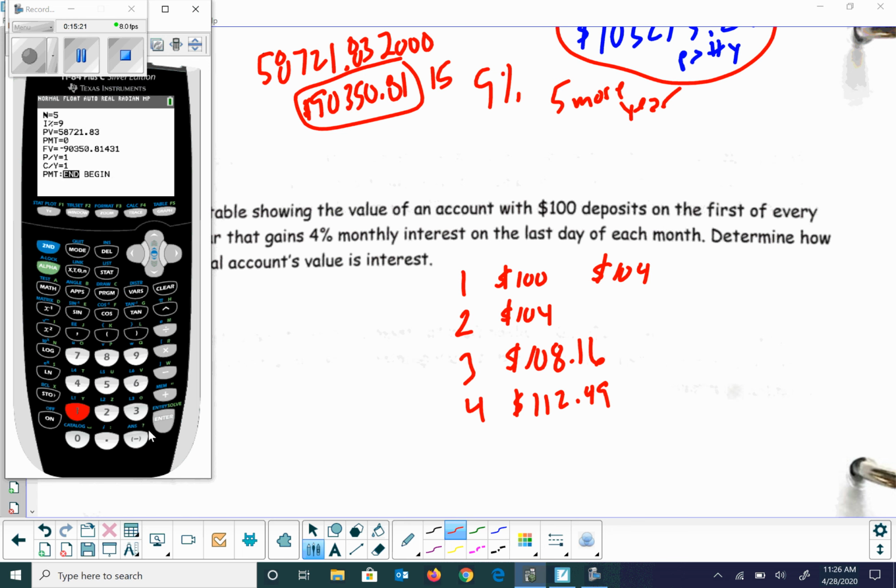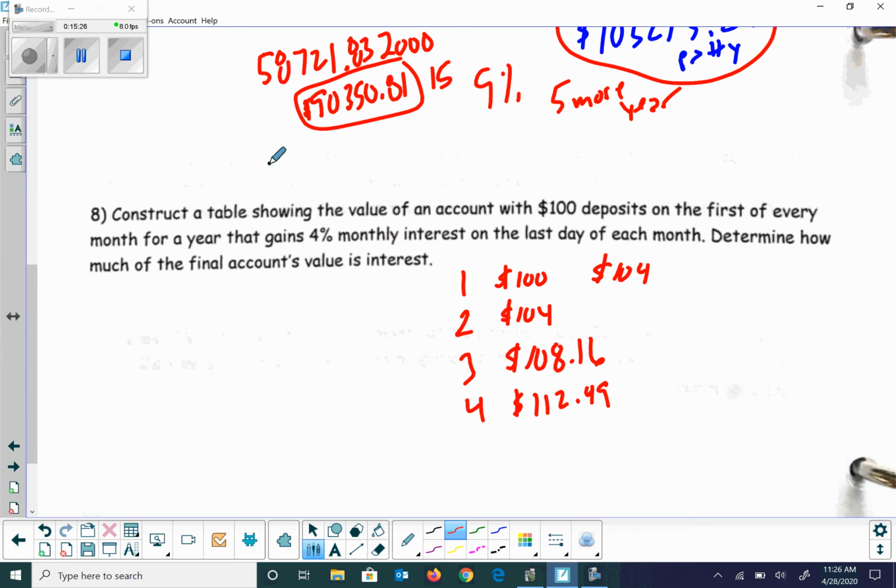All right, so let's see what this question says. Construct a table showing the amount of an account with $100 deposits on the first of every month for a year that gains 4% annually. Oh, I understand this now. All right, so you have this. So then this becomes 204.